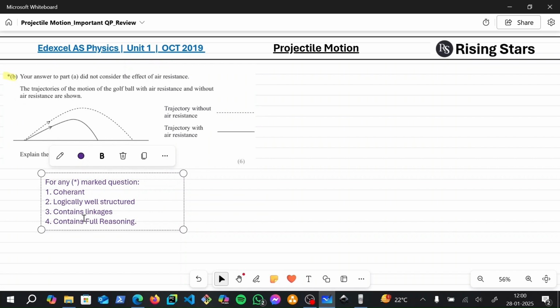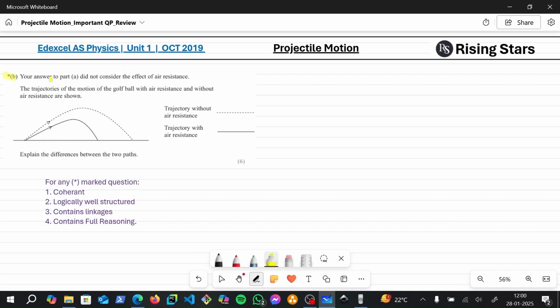And the examiners will always look out for these 4 criteria in your answer, plus your points, of course. The points are the main thing here, but if you don't have this, you will not get the full 6 marks here. You'll lose marks definitely. All right, so with that being said, let's read the question now.